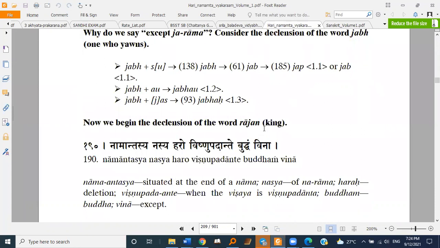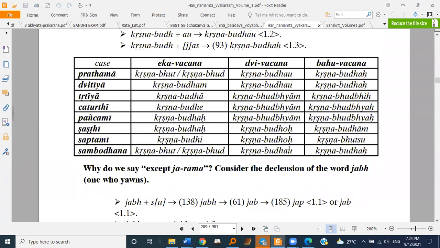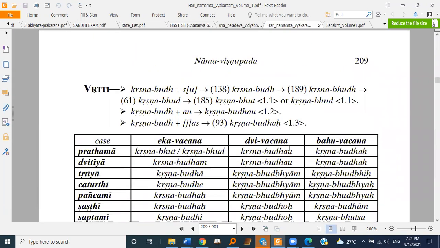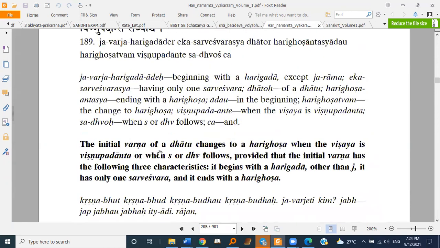We'll do one more word. So all these conditions are satisfied in au, jas, au, shas, because the conditions are only on the purva. No, no. It says also about Paranimitta. Either it has to be Vishnu Padanta or when Sa or Bha follows.